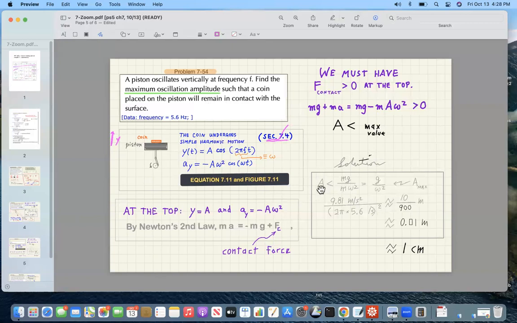So, you've got this condition. You know what omega is because you know what F is. Omega is 2 pi F. So you plug in, you know what G is. G is a universal constant. So you can immediately cancel. How large can the amplitude be? What's the maximum possible value without the coin flying off the top?